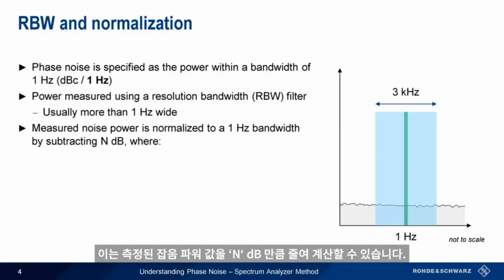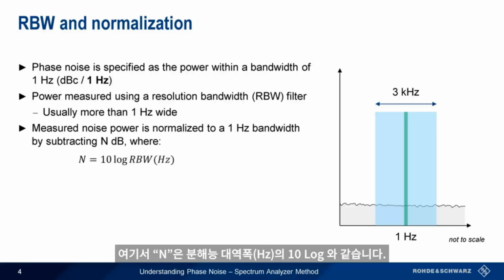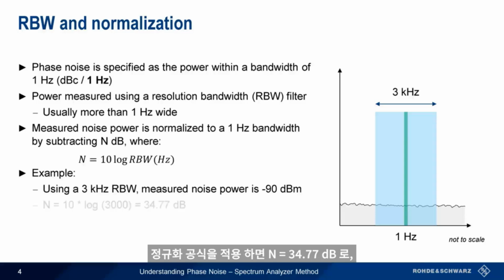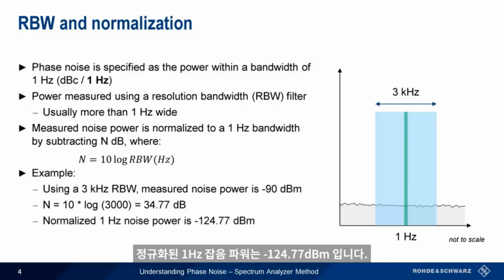This is done by reducing the measured noise power value by n dB, where n equals 10 log of the resolution bandwidth in Hertz. For example, using a 3 kHz resolution bandwidth filter, we measure a noise power of -90 dBm. Applying our normalization formula, we get n equals 34.77 dB, so the normalized 1 Hz noise power is -124.77 dBm.